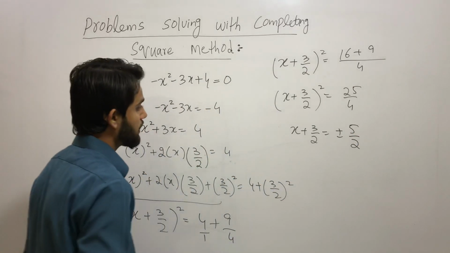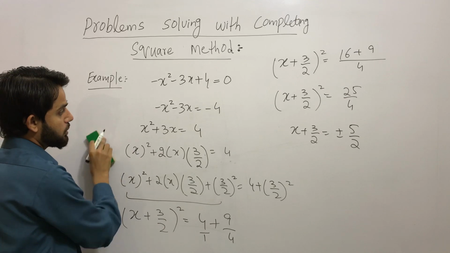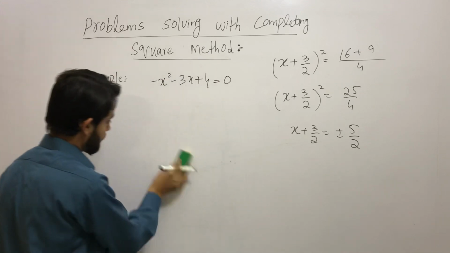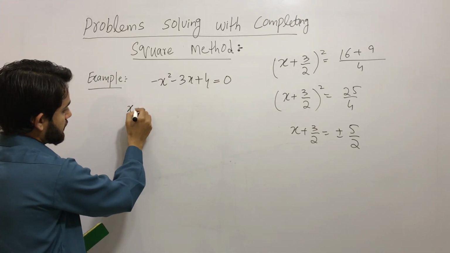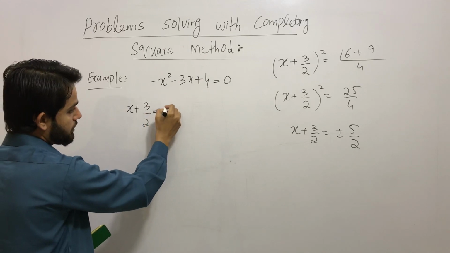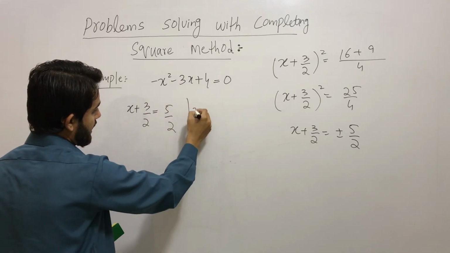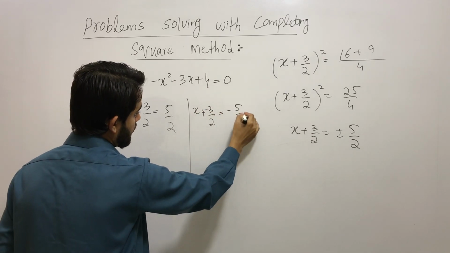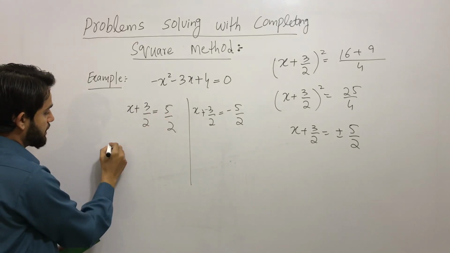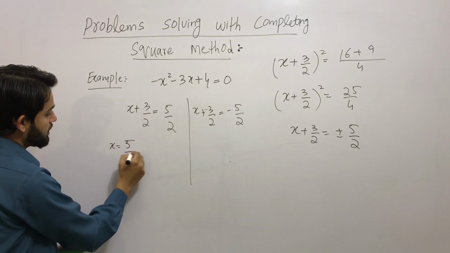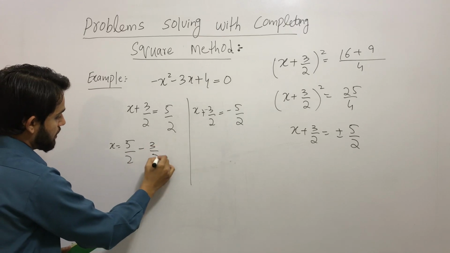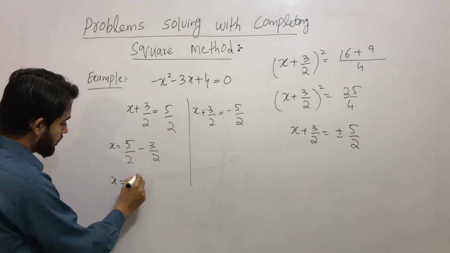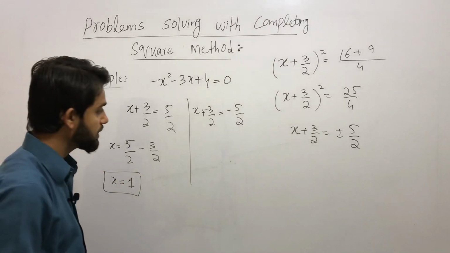So the first value of x that we are having is going to be, let me erase this part again. So it would be x plus 3 over 2 is equals to 5 over 2, and x plus 3 over 2 is equals to minus 5 over 2. Now shift this 3 over 2 to the other side, it would become minus 3 over 2, and 5 minus 3 will be 2, and 2 divided by 2 will give you 1. So we got one value of x, which is basically 1.